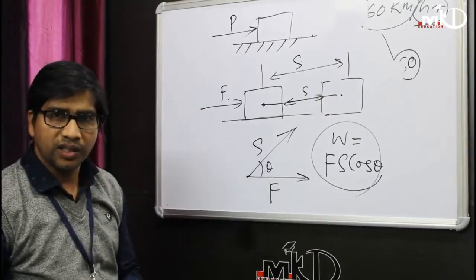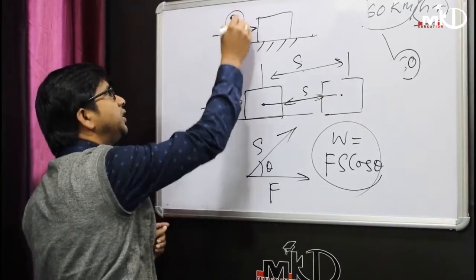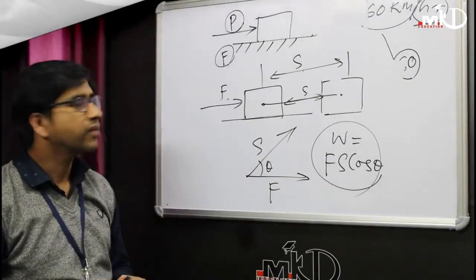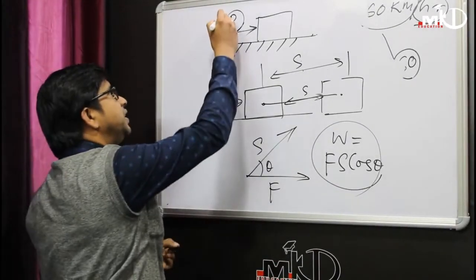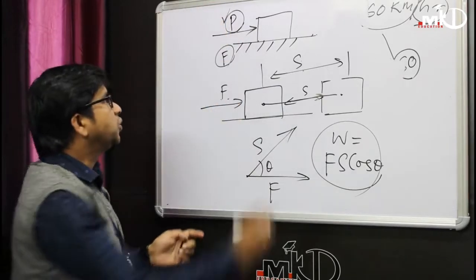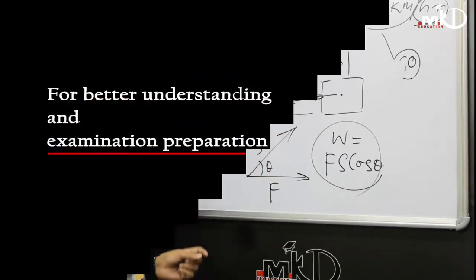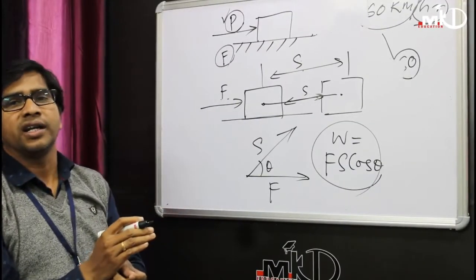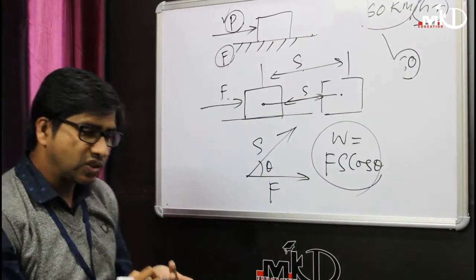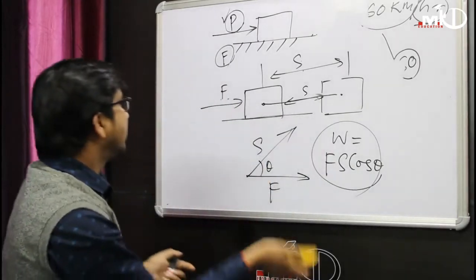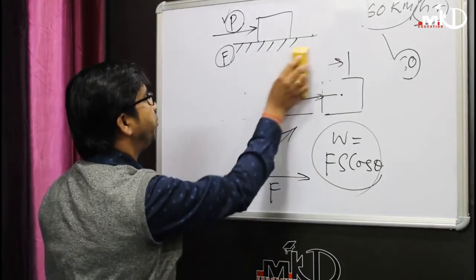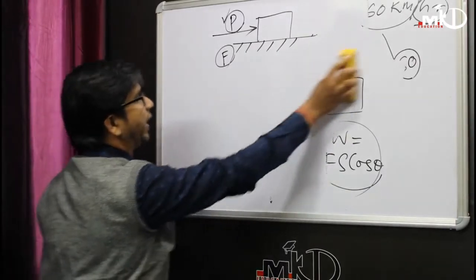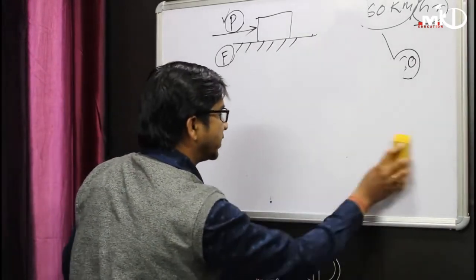The reason is, suppose P is sufficient to move the body. So if this P is applied so that the body will get displaced, then also friction will arise. So friends, why does this friction arise? Because if we closely watch under a microscope, you will find all the surfaces of nature.